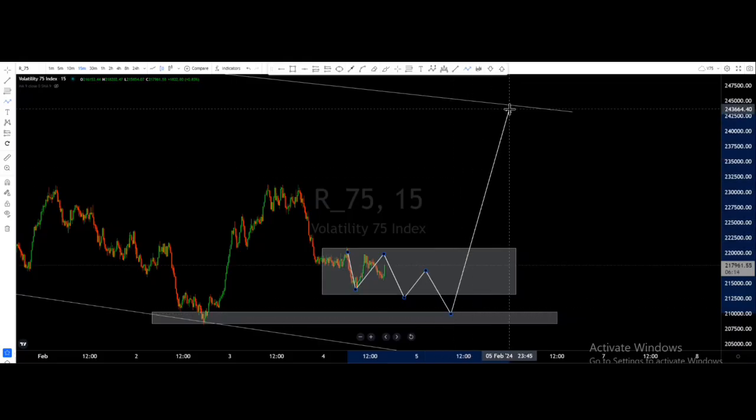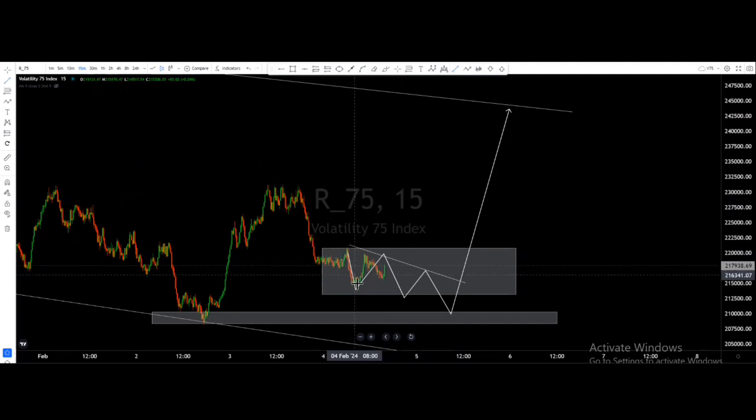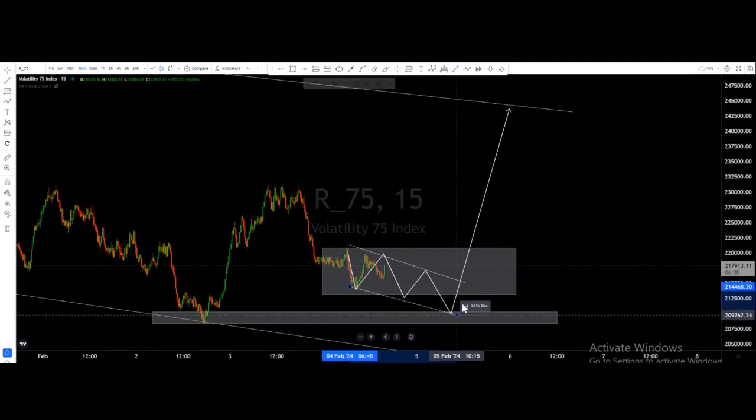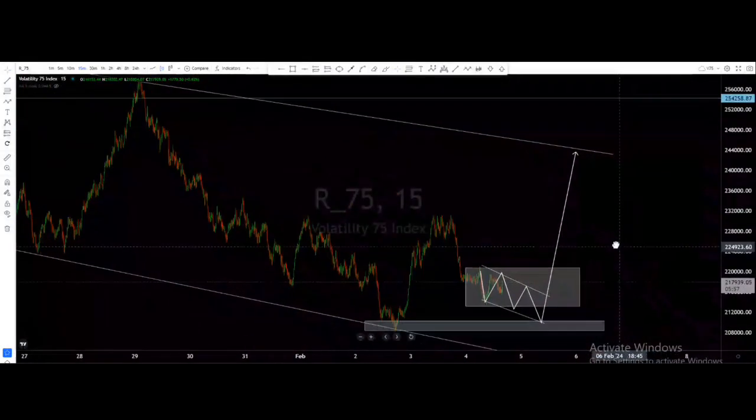So this is what I'm looking at. This correction phase, and then back to this point. That would be my TP. Because the market is a bearish market, even if you want to buy, you buy small. Don't buy plenty and say I think you should buy.